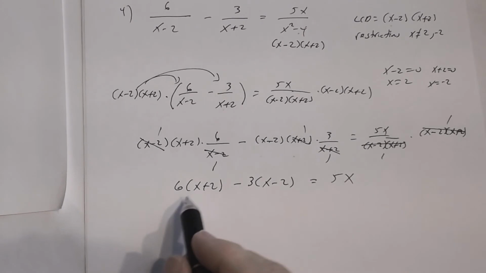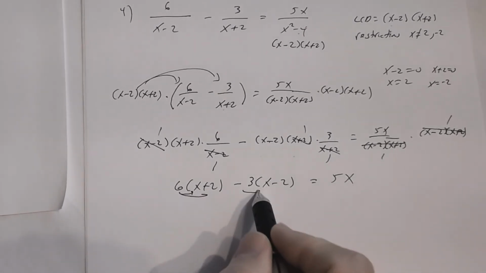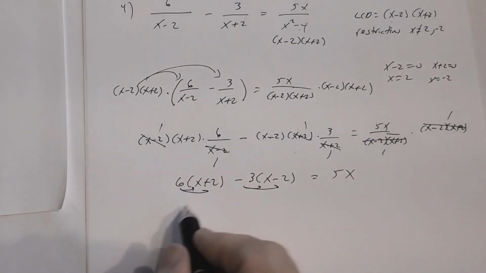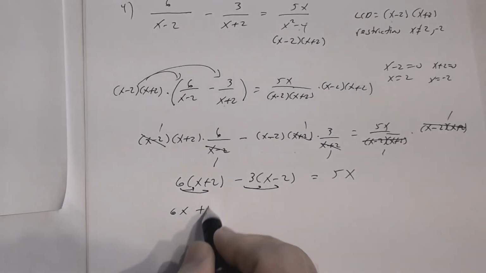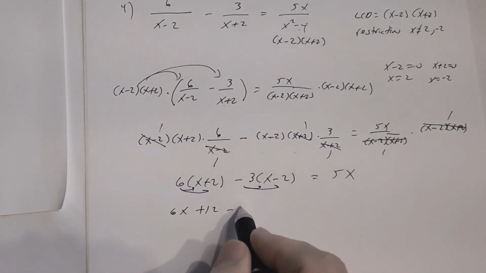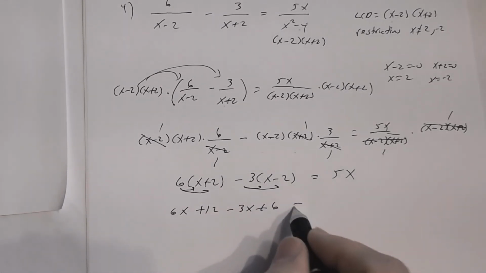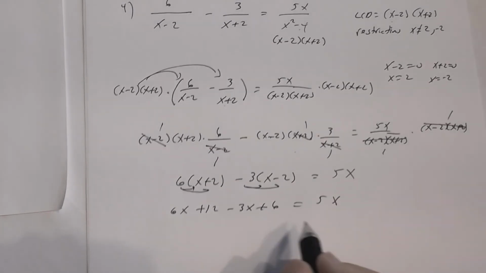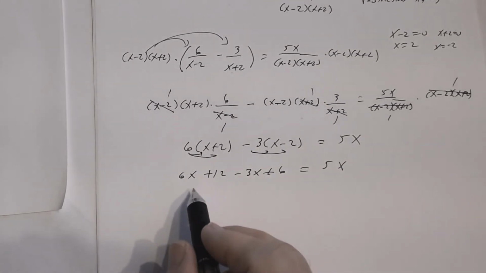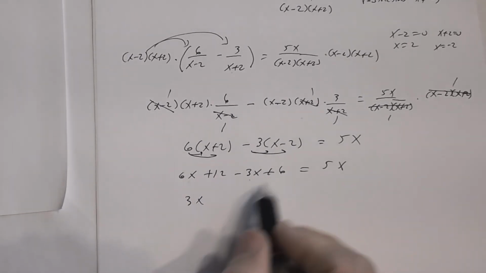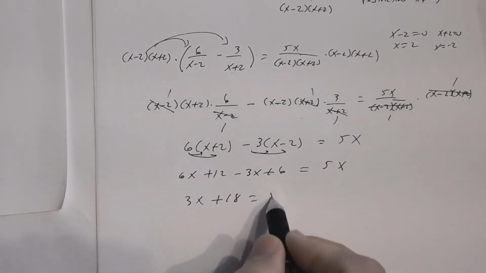And now we're going to solve this linear equation, so we're going to distribute. And so I get 6 times x is 6x, 6 times 2 is 12, a negative 3 times x is a negative 3x, a negative 3 times a negative 2 is a positive 6, equal 5x. Then combine like terms, 6x and a negative 3x is 3x, 12 and 6 is 18, okay?